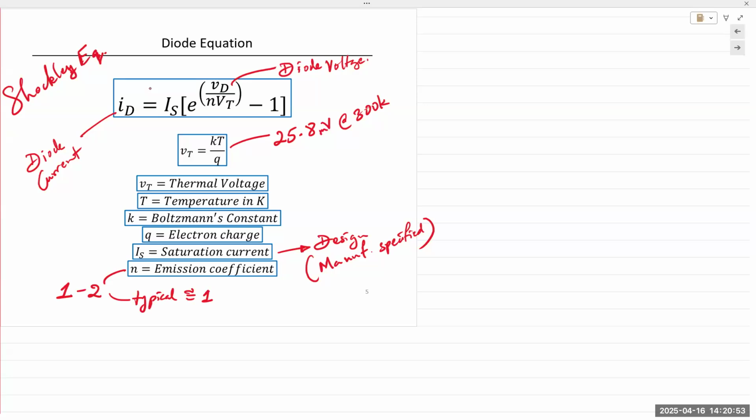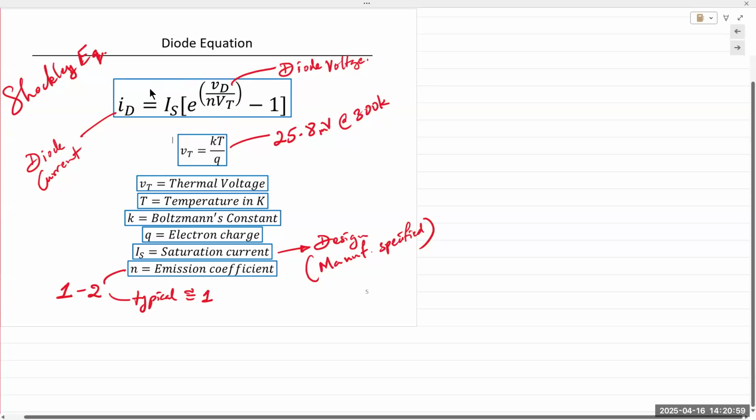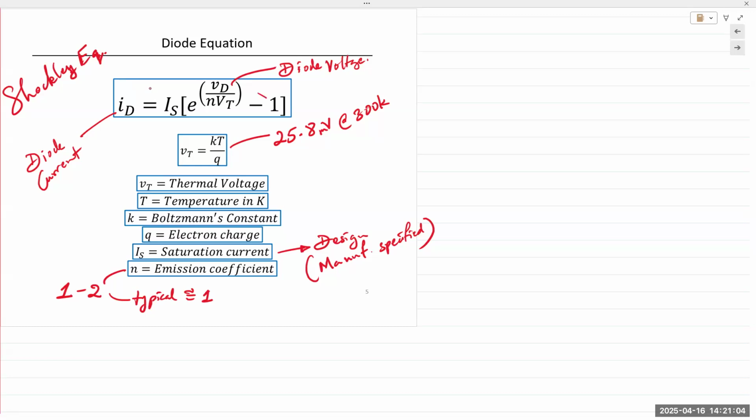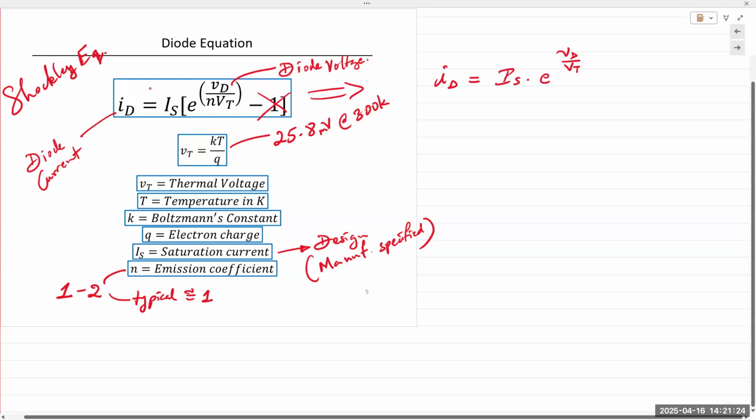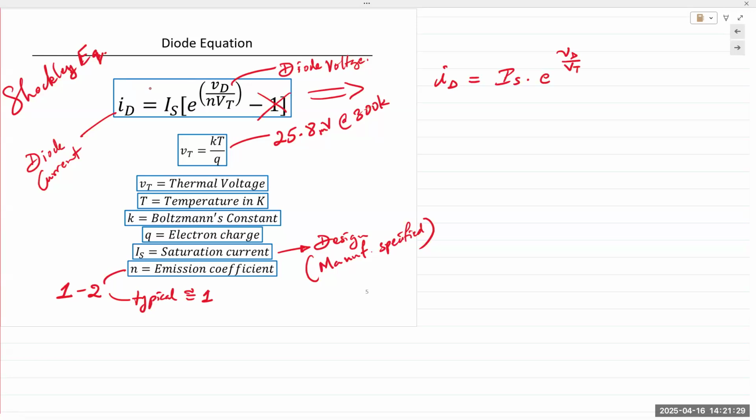So if we take this exponent, it would be large enough that we can ignore this 1. Okay. Again, this is for an approximation. So the equation can reduce to ID is equal to IS times e to the VD over VT. So it's a function of temperature and a function of design.